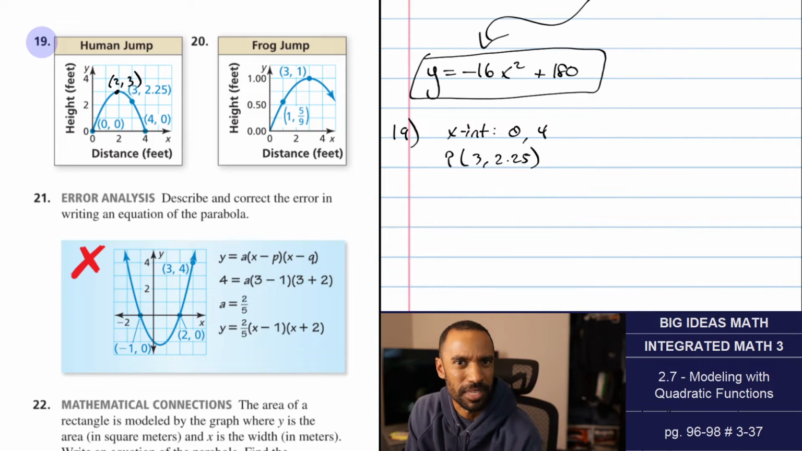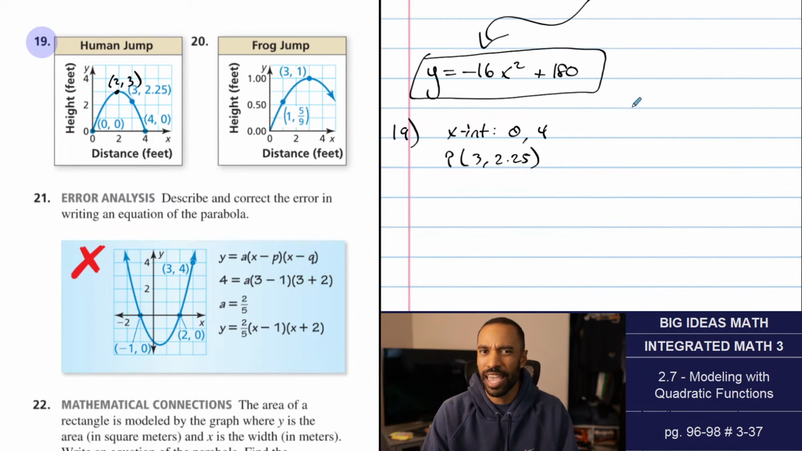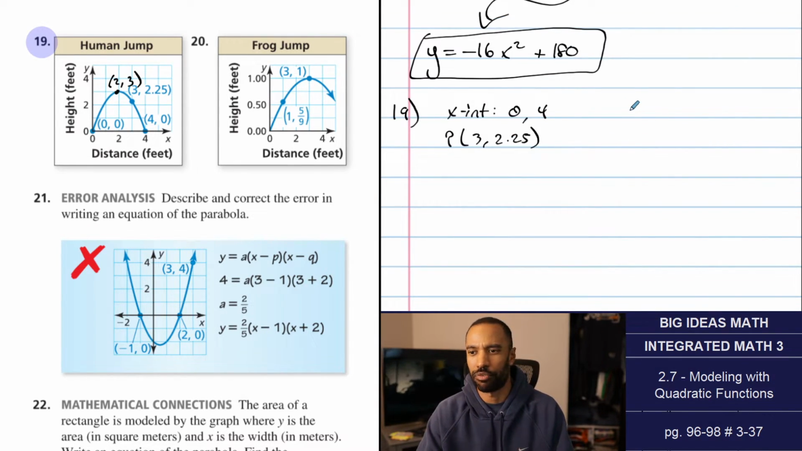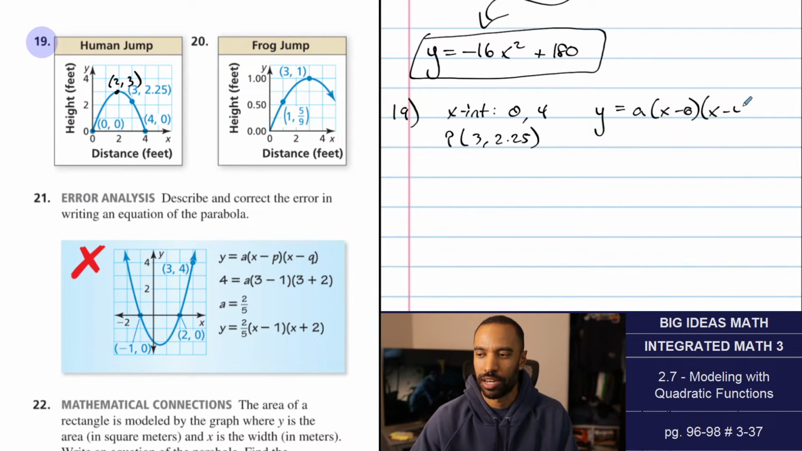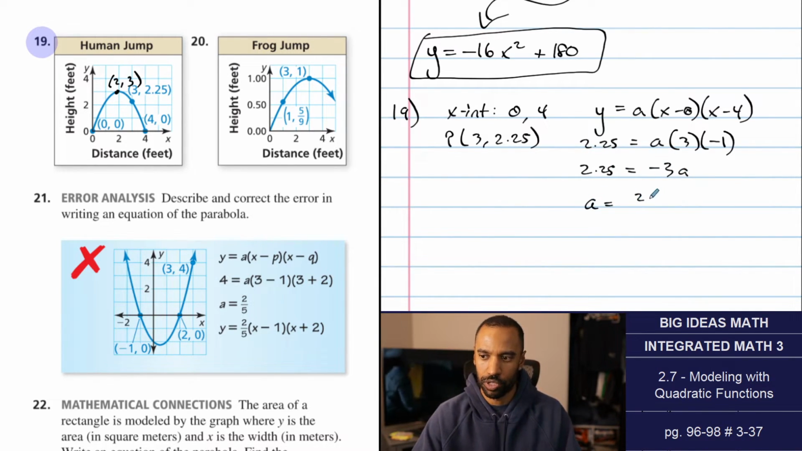Shoot, now I just messed up. Is that negative 3/4? Let's find out if a is negative 3/4. Anyway, y is going to be a times x minus 0. That's just x, right? Times x minus 4. So 2.25 goes in for y. This is a times x, 3, times 3 minus 4 is negative 1. So 2.25 equals negative 3a. Divide by that, you get a is 2.25 over negative 3.